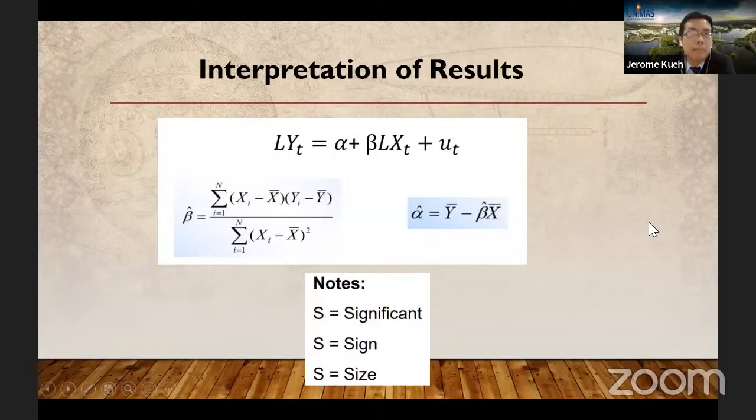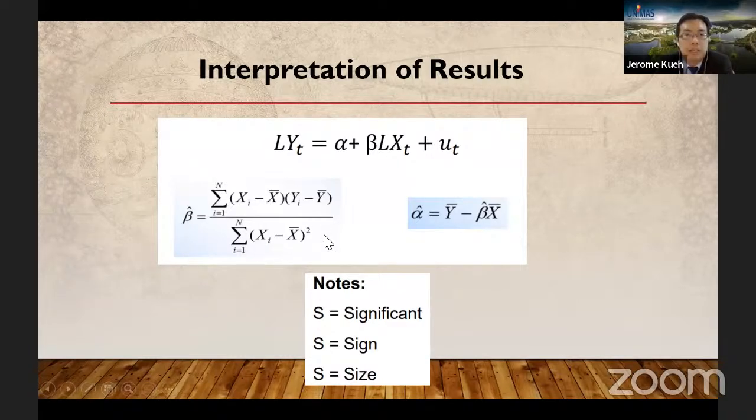These are some of the basic concepts that I would like to highlight as revision for all the students here. In terms of interpretation, most of the time we are more concerned about the estimators of the parameters, for example beta hat. This is the formula that you come across. It is based on the covariance between x and y, divided by the variance of x.